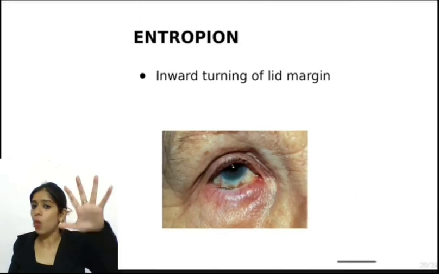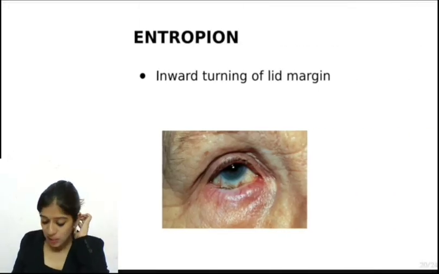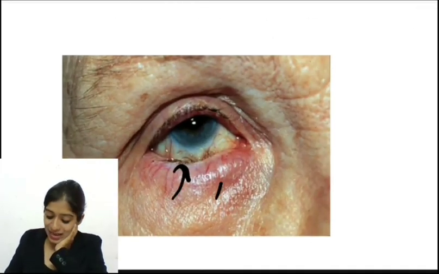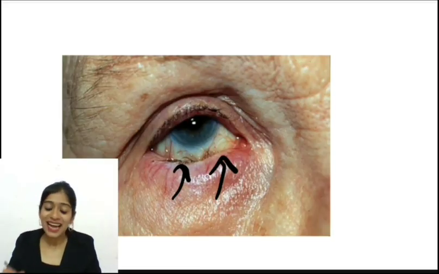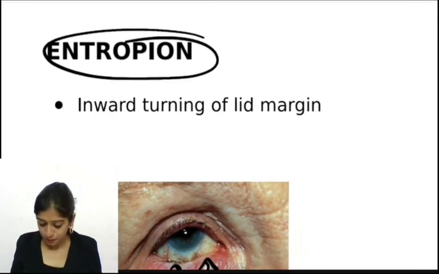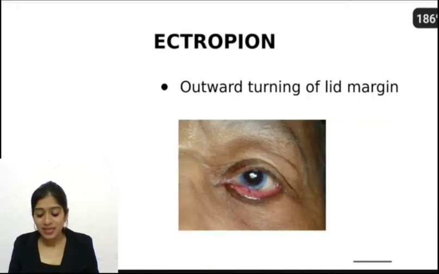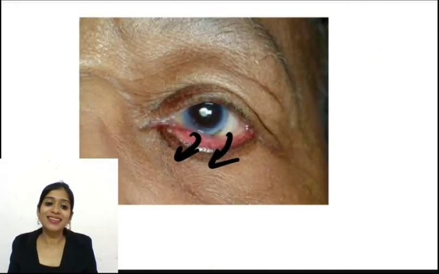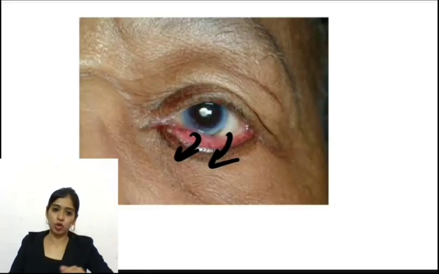Next, a few one-liners. Look at this picture and identify what this is. You can see the eyelid has gone inside. The inward turning of the eyelid is called entropion. What is this? You can see the outward turning of the eyelid, that is called ectropion.